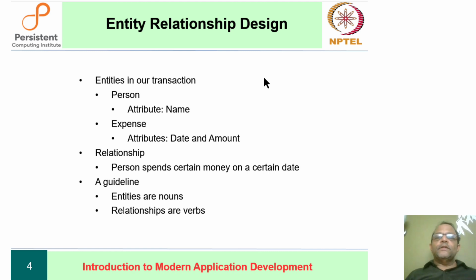The second entity is their expenses, the amounts that they spend. And so an expense has two primary features that distinguish it, which is when did it happen and for what amount did it happen. What links those two is the action of spending, which basically says that a person is related to a particular expense because that person spends a certain amount of money on a certain date.